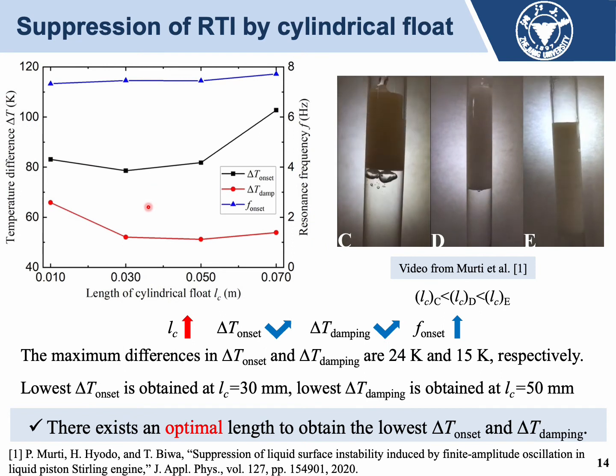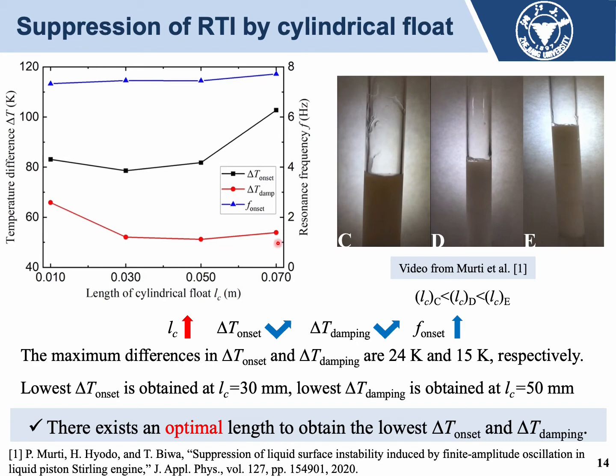The figure presents the effect of the length of the cylindrical float, where the diameter is set at 55 mm. Based on the video, cylindrical floats with longer lengths are preferable to suppress the Rayleigh-Taylor instability. Therefore, onset and damping temperature difference decrease when the length increases from 10 mm to 30 mm. However, when the length increases from 50 mm to 70 mm, onset and damping temperature difference increase instead, which can be due to the rise in friction losses between floats and the tube wall.